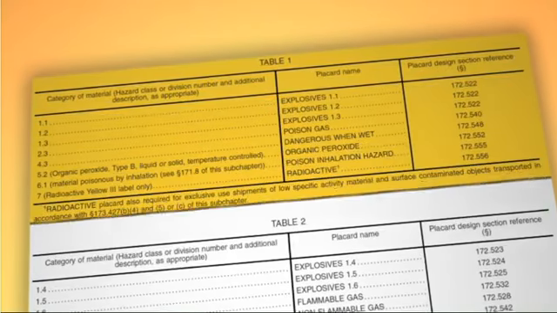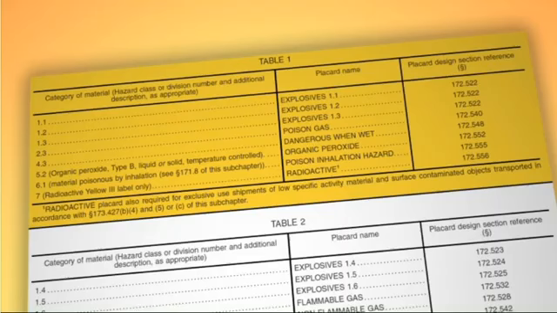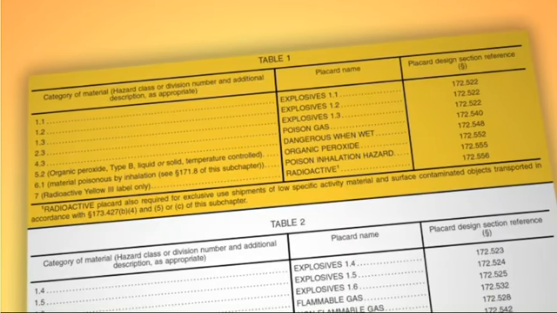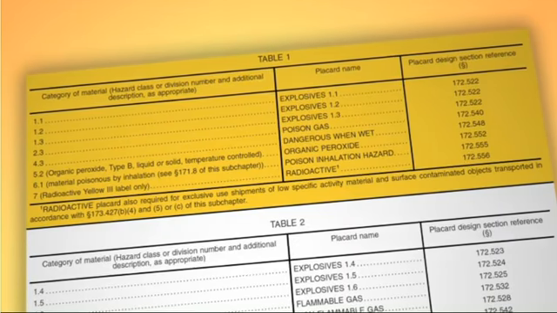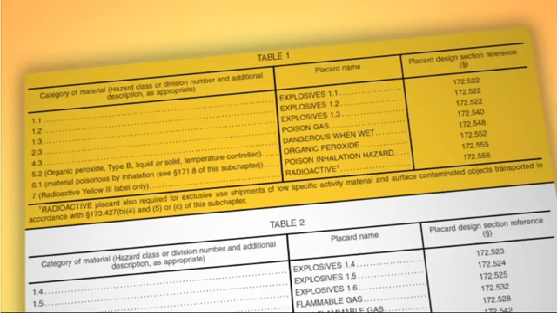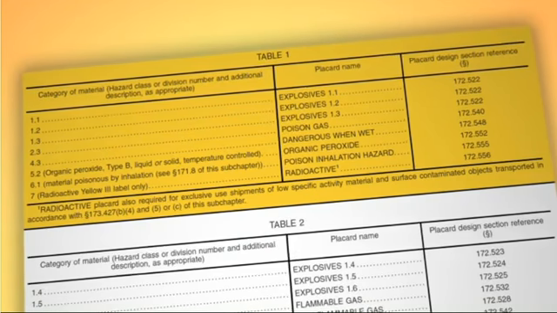Placarding Table 1 lists the hazardous materials that require placards, regardless of what quantity is being transported. The most dangerous categories of hazardous materials are listed in Table 1.